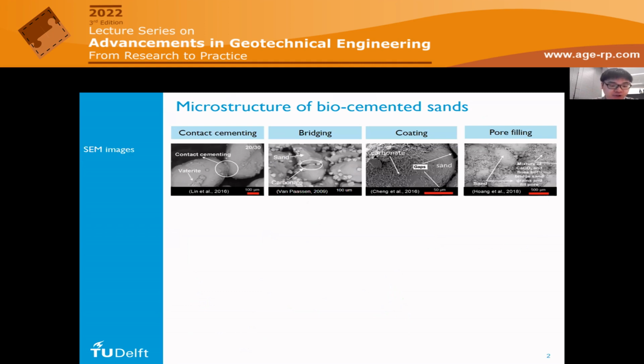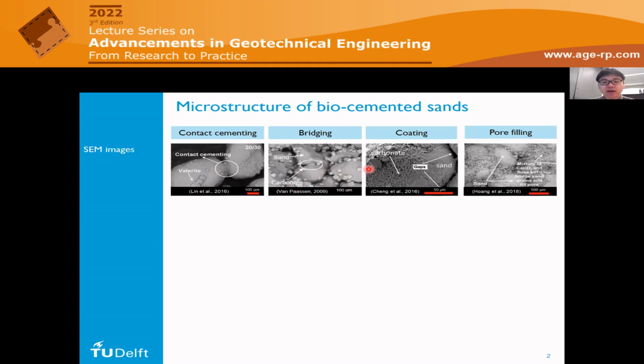As the first picture shows, the carbonate particles can locate at the sand-sand contact point. We can call this type contact cementing. And the carbonate particles can locate at the gap between sand grains, forming a bridge. So let's call this type bridging.